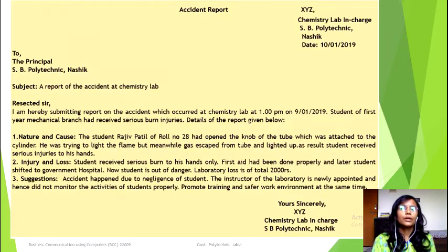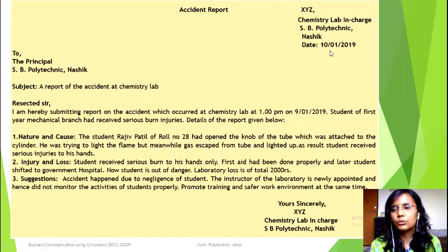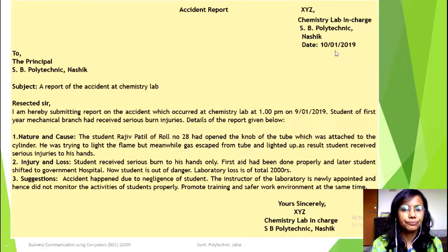See here. Subject, you can understand that here. What is the subject here for accident report? A report of accident at chemistry lab. See here. When writing the accident report, you have to write the name and address on the right side of the paper. Here we have written XYZ, or you can take an imaginary name here, chemistry lab in charge, SB Polytechnic Nashik, and the date we have taken. Then to whom you are addressing, we are addressing first the head of the institute, here the principal, SB Polytechnic Nashik.